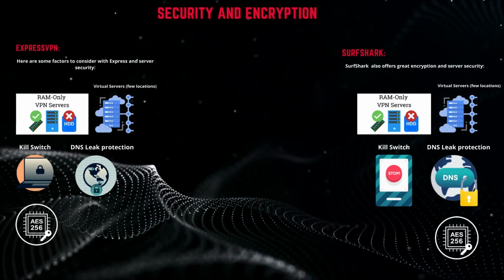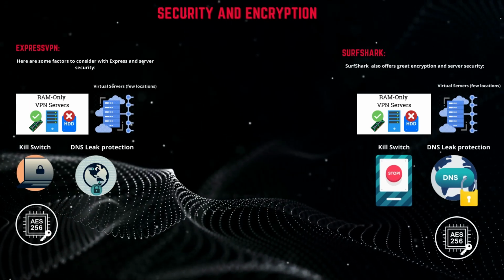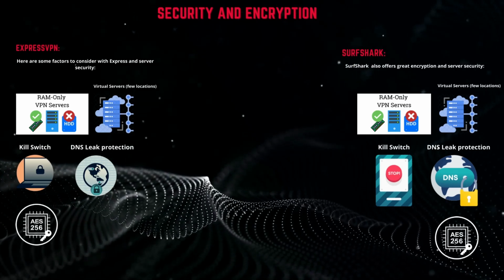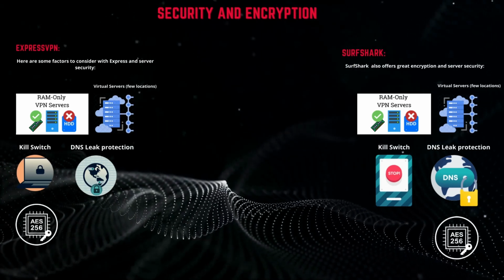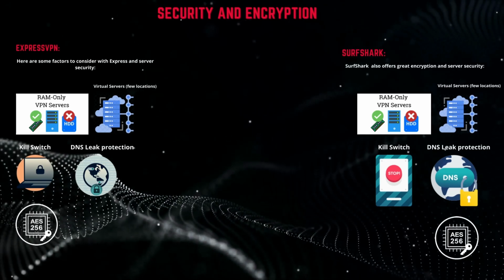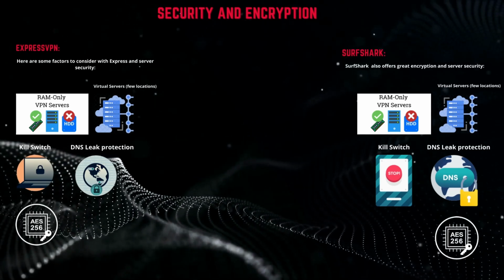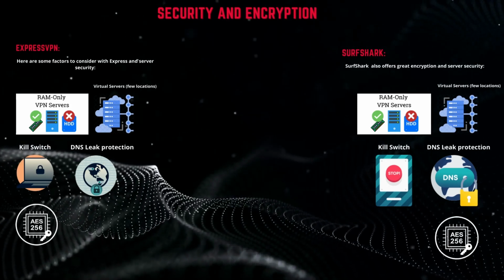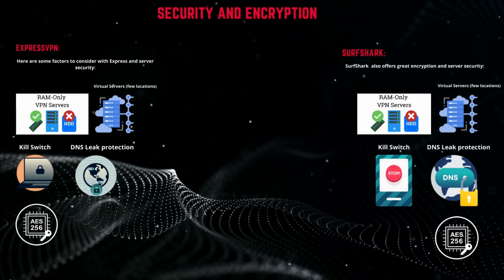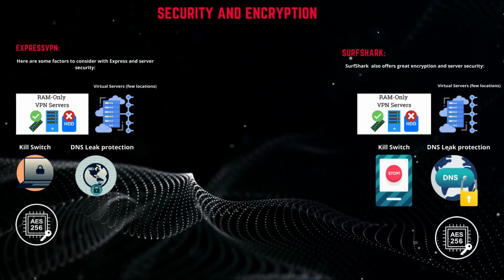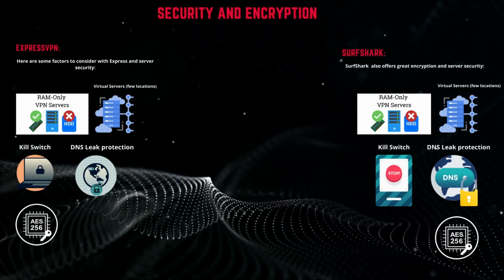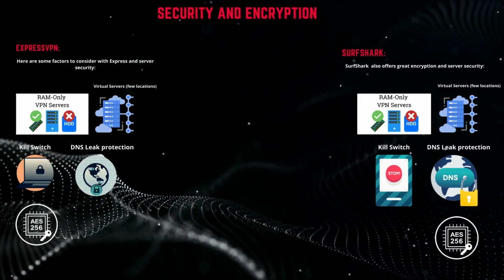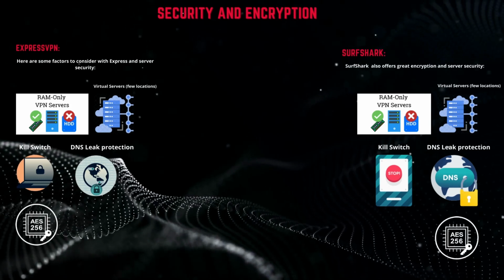With server security, both providers do well. Here are some factors to consider with Express and server security. All servers run in RAM disk mode. This offers a high level of security because data cannot be stored on any server. Secondly, it uses some virtual server locations. Now, let's look at Surfshark. All servers operate in RAM disk mode, just as we see with Express, and it uses a few virtual server locations for exotic locales, just like with ExpressVPN. Both come out equal with server security. Overall, for this category, it's a tie for both providers.